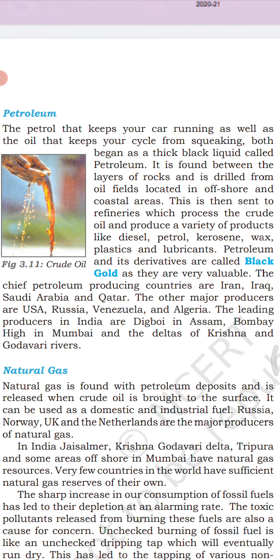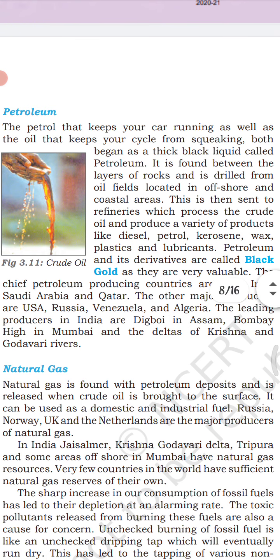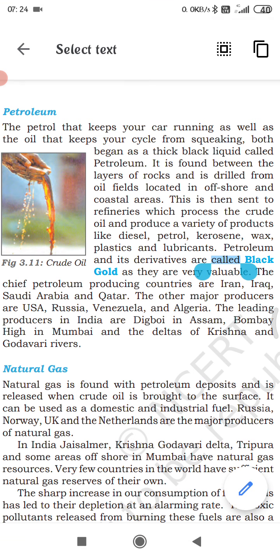So petroleum is a crude form. This is crude oil, and when it is refined in refineries, we get petrol, diesel, kerosene oil, then different types of wax and plastics. And petroleum and its derivatives are called black gold. So underline this also. Petroleum and its derivatives are called black gold, as they are very valuable.